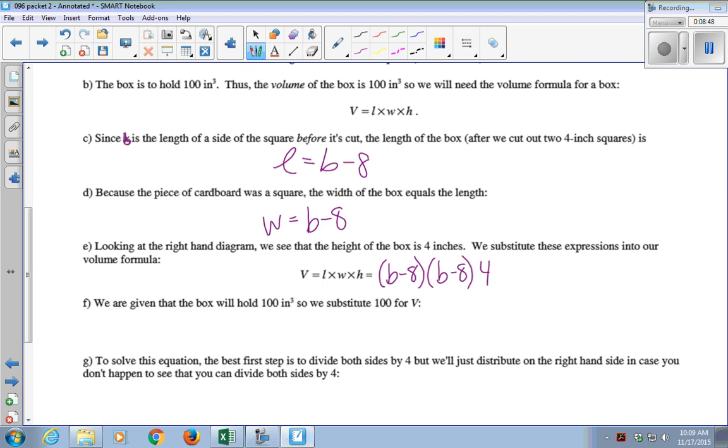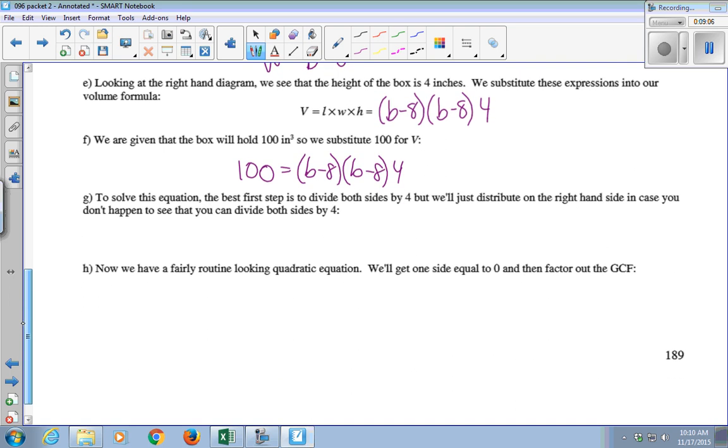And then we're given that the volume of the box is supposed to be 100 cubic inches. So in this equation here, I substitute for V. I replace the V with a 100. So I have 100 is b minus 8 times b minus 8 times 4. All right, the most efficient first step here would be to divide both sides by 4. But if you don't see that, we're going to just solve it without doing that, so you can see that we get the same answer. So I'm just going to multiply everything out on the right-hand side.